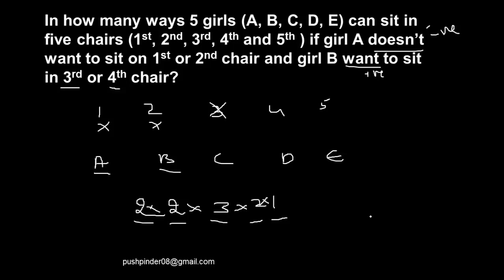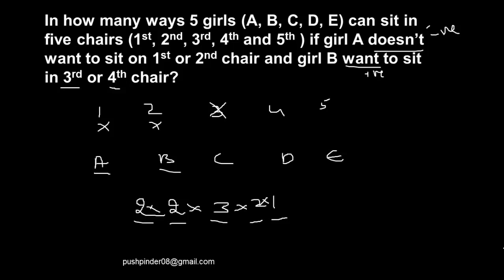Let me take a quick recap. There are 5 chairs, 5 girls, right? First we satisfy the positive condition. Girl B wants to sit on third or fourth chair, so let her sit there and make her happy. We give her a choice, third or fourth: 2 ways to do that. She sits on the third. Now girl A does not want to sit on first or second chair, and third has already been taken. That means there are 2 choices left for girl A. Now there are 3 girls left, 3 chairs left, so the answer would be 3 factorial into 4, right? I hope everyone is understanding this.